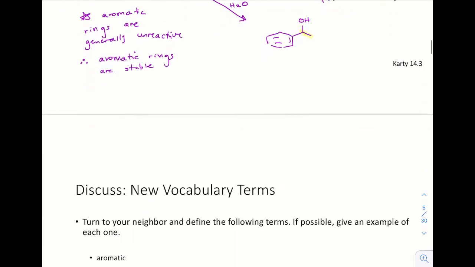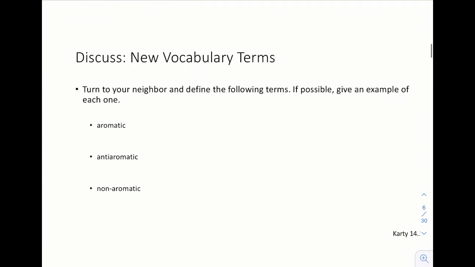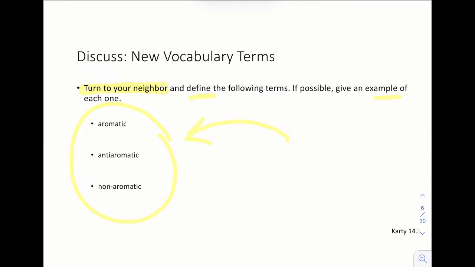Let's move on to some definitions. Well, your neighbor is probably not in the same room as you, but feel free to text a friend or just take a quiet moment and define these terms. Define them and give an example of each of these terms and give an example of a molecule that can be described by each of these terms. Do you have something written down? Okay, we'll see.